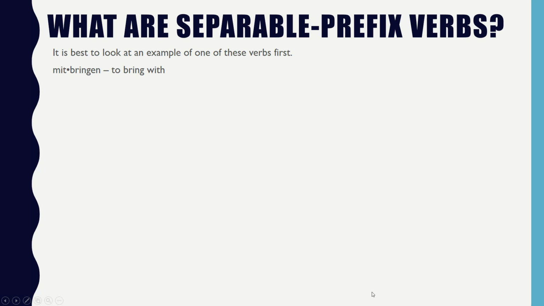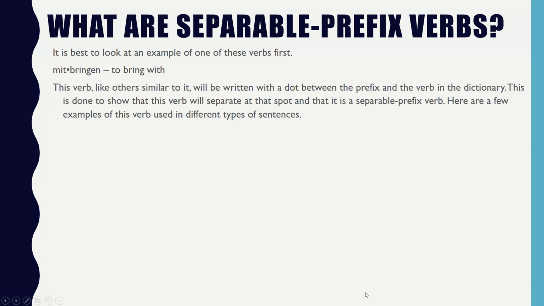Mitbringen means to bring with. It is a separable prefix verb. The verb portion is bringen. Mit is the prefix. This verb, like others similar to it, will be written with a dot between the prefix and the verb in the dictionary. This is done to show that this verb will separate at that spot and that it is a separable prefix verb.